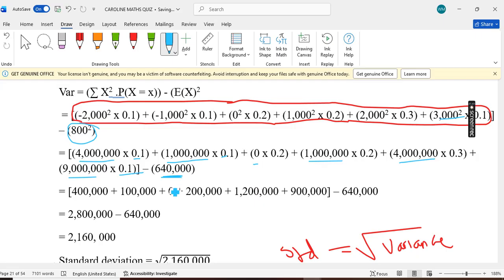So the first thing you need to do is add up these values after you multiplied the squared profits by the probabilities. You need to add all these values up, and you get 2,800,000. Do not subtract the 640,000 just yet. You subtract it at the end after you've added up. So 2.8 million minus 640,000, you get a variance of 2,160,000.